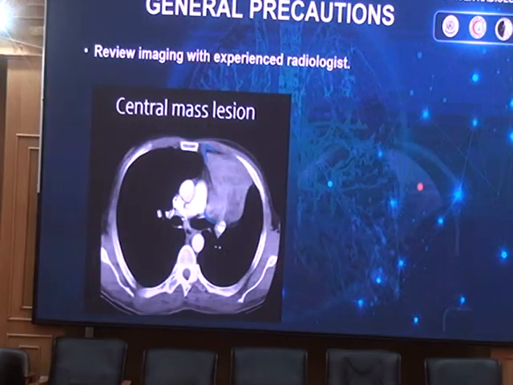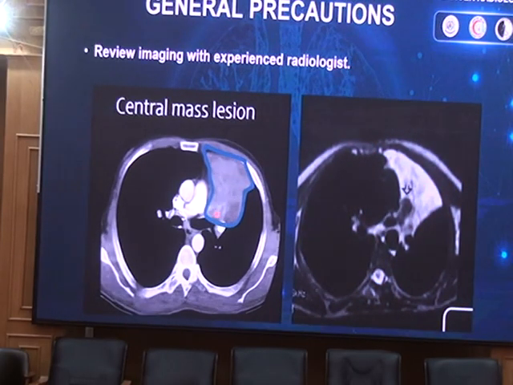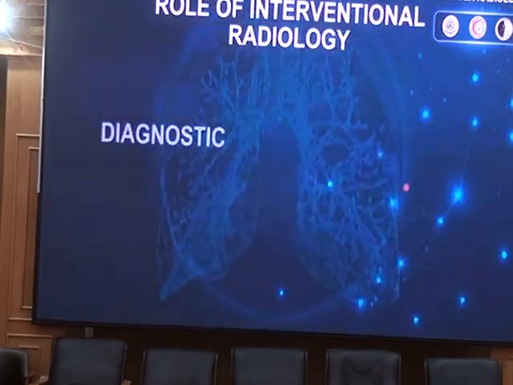We must review imaging with experienced radiologists. As you can see here, we can report this as a large central mass lesion and try to take a biopsy. It's quite underneath the skin, so it's easy. However, on this MRI scan, we see a small central mass lesion with surrounding lung atelectasis. So if we take the needle subcutaneously or just behind the chest wall, it will not yield a diagnostic sample. It will yield lung tissue.